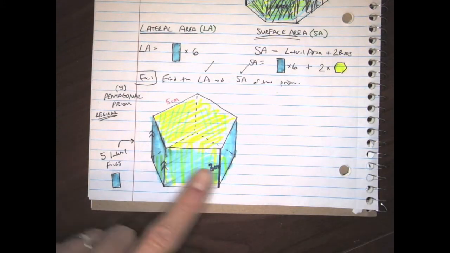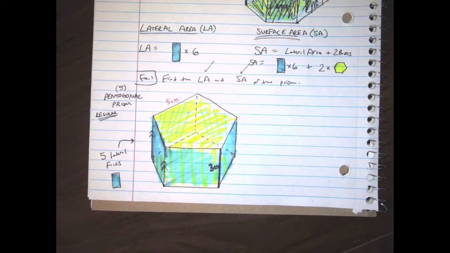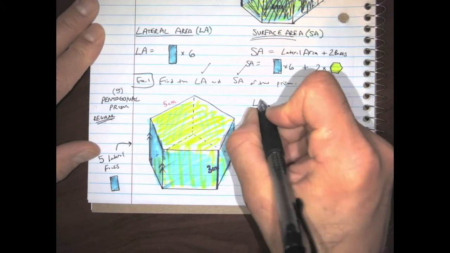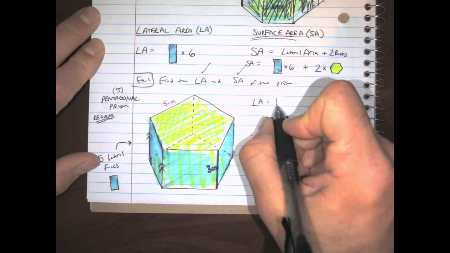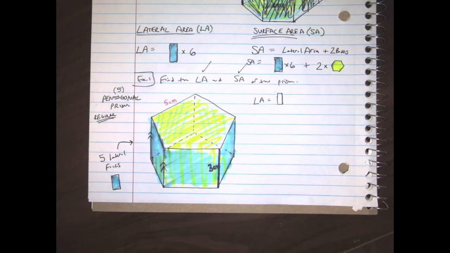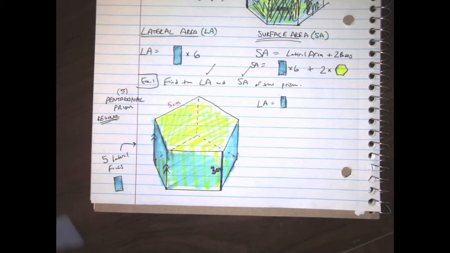I know I'm drawing on this a lot. It's difficult to imagine, but stay with me. Visually, stay with me. Alright, so let's start with the easy one, folks. Let's do lateral area. Well, we just need to find the area of one of these blue rectangles. And then because we got 5 of them, multiply by 5.